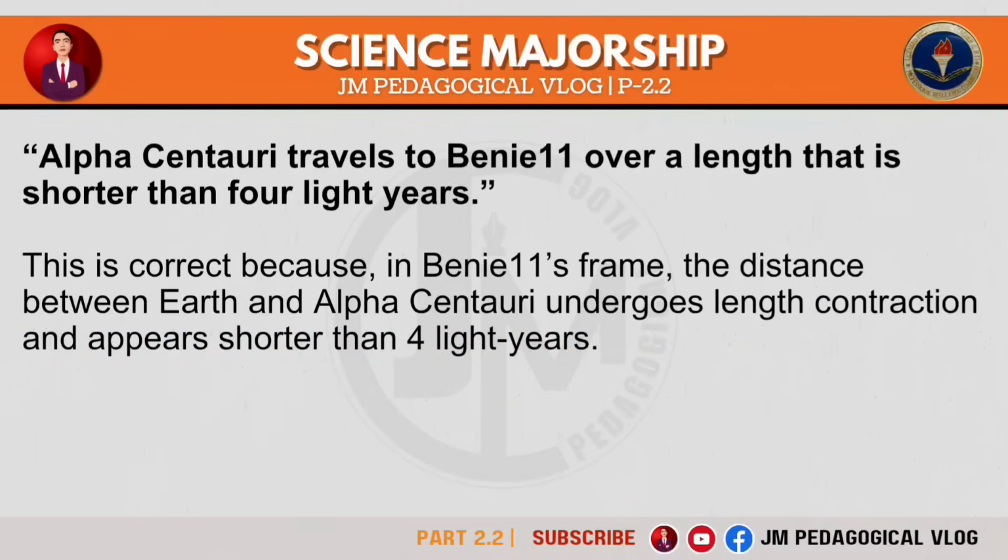Alpha Centauri travels to Beni 11 over a length that is shorter than 4 light years. This is correct because, in Beni 11's frame, the distance between Earth and Alpha Centauri undergoes length contraction and appears shorter than 4 light years.